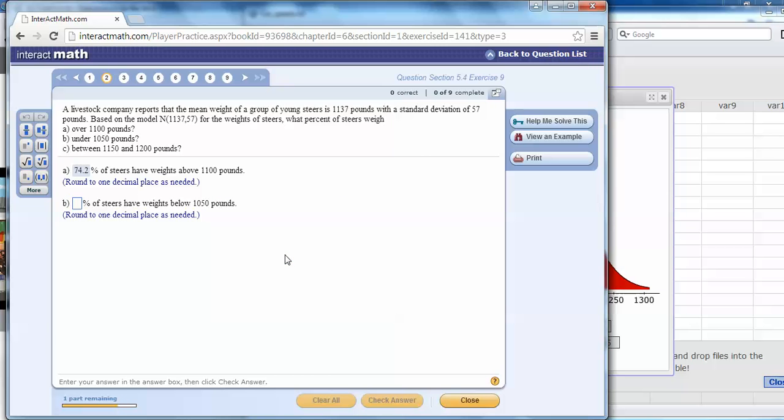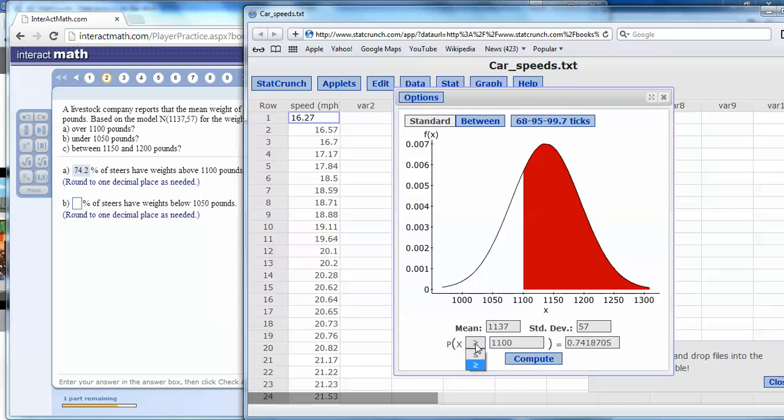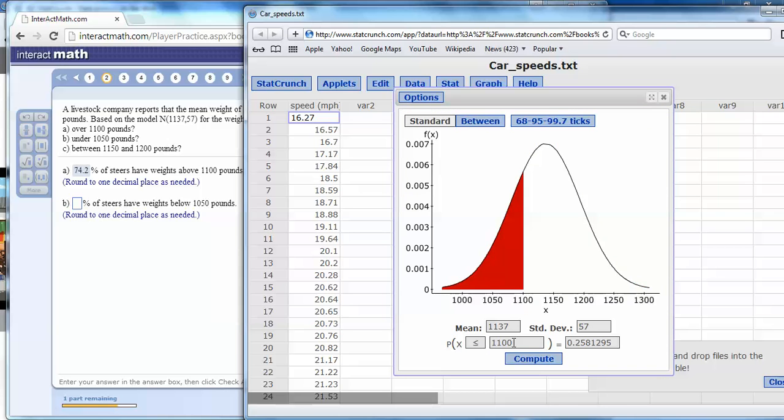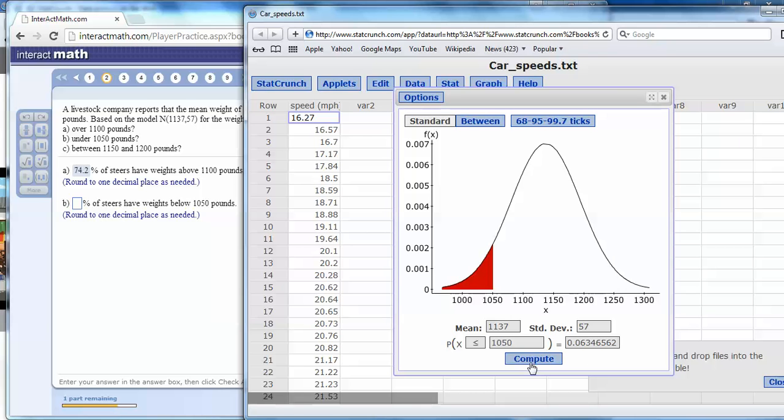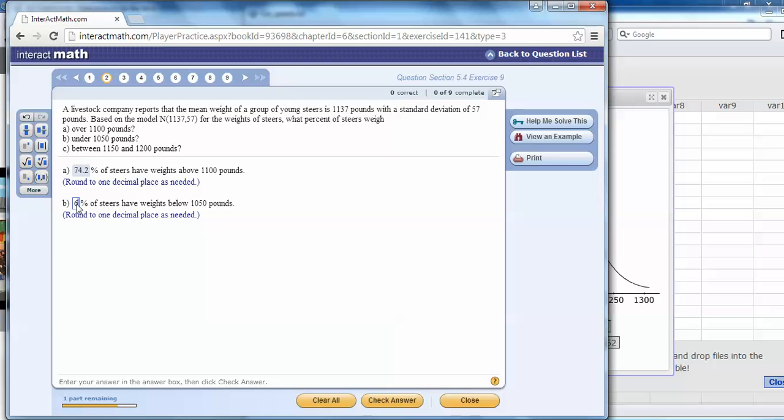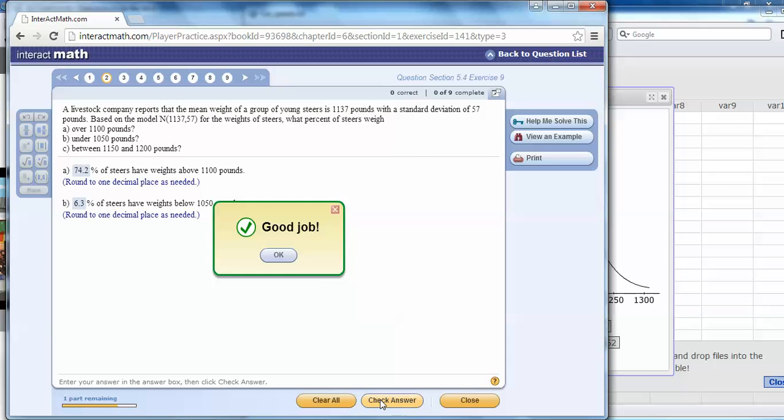Alright, and then what percent of steers would have weights below 1050? So let's go back here again. We're going to change the direction now, and we want to be below 1050. And we expect about 6.3%, and again they're asking for one decimal, 6.3, check.